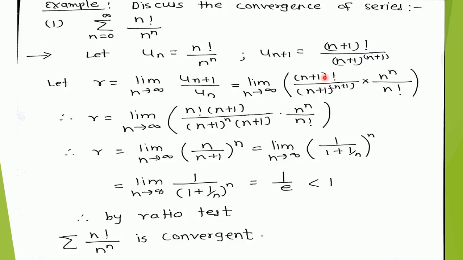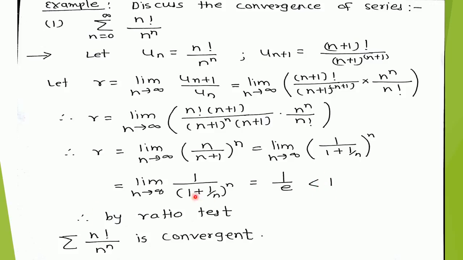Here we express n plus 1 factorial as n factorial into n plus 1, and n plus 1 raised to the n plus 1 as n plus 1 raised to the n into n plus 1. This is the basic rule of indices, into n raised to the n upon n factorial. Here the n factorials get cancelled, n plus 1 also gets cancelled, and we get this, and the limit of this is equal to 1 by e, which is less than 1.